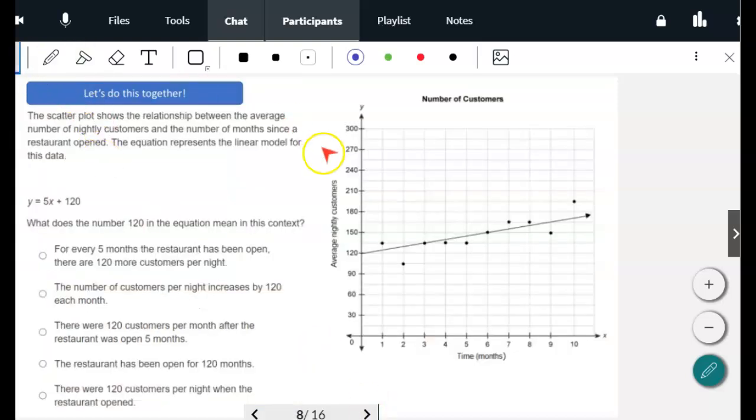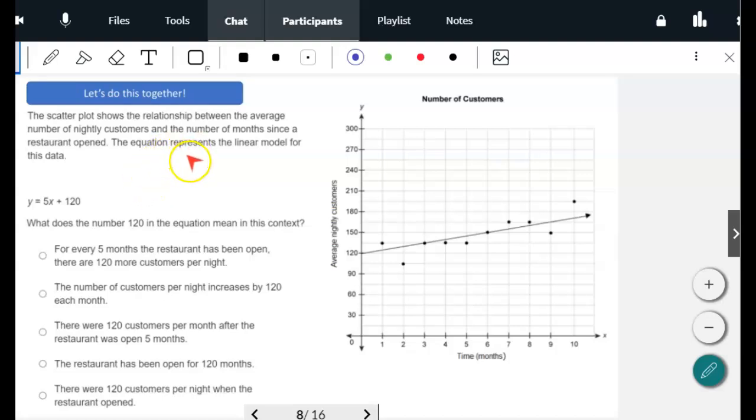All right, let's look at this one. It says the scatter plot shows the relationship between the average number of nightly customers and the number of months since a restaurant opened. So there's the time, months, and this is the average number of customers. So when they first open, 120 customers. After a month, it was here. 2 months here. Okay, but overall, the trend line shows an increase over time.